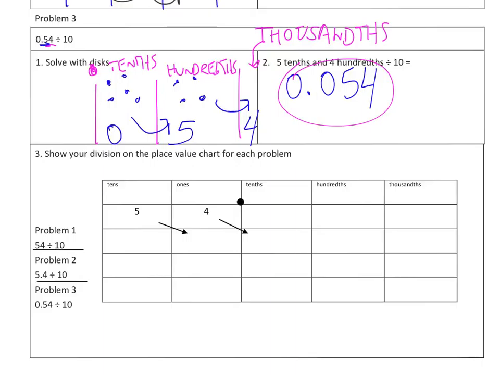So let's check on this place value down here. So problem 1 is already shown, 54. So let's see, problem 2 is 5 and 4/10, and that would shift over. And then the last one we have is 5/10 and 4 hundredths, or 54 hundredths, and we shifted that to become 54 thousandths.